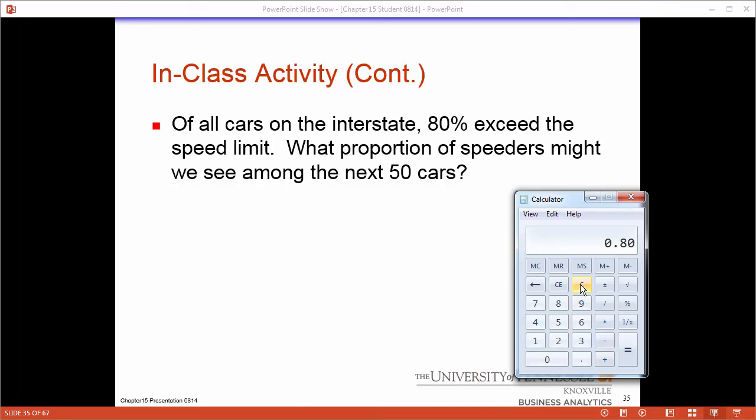Now to get the standard deviation, we need to do P, which was the mean, times Q, which is 20%, over N, which is 50. P times Q over N, and then we hit the square root. And magic. This is the standard deviation.